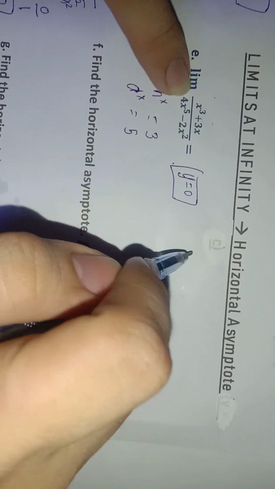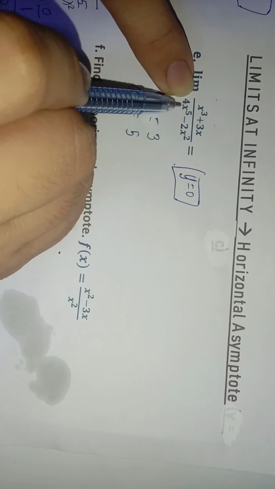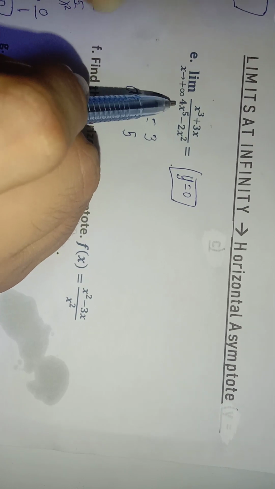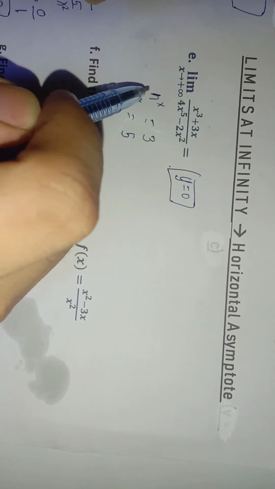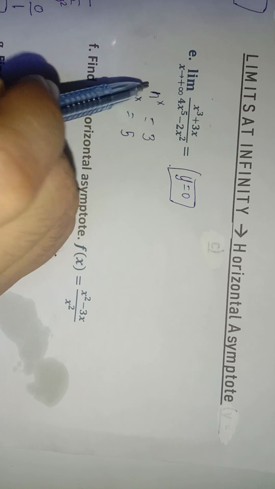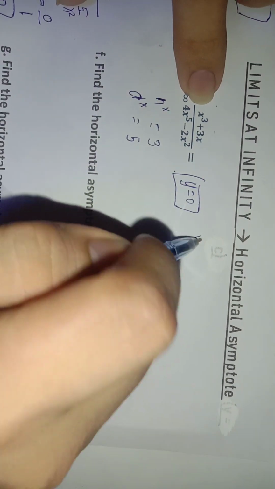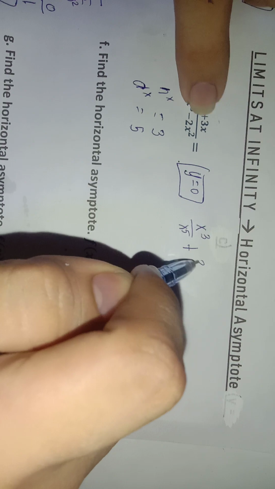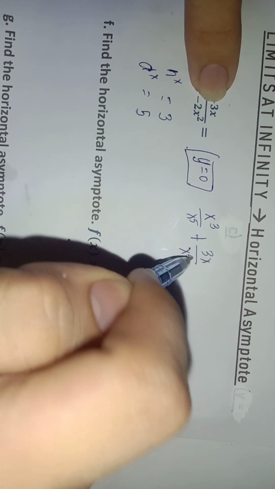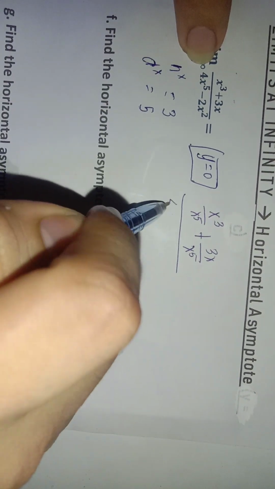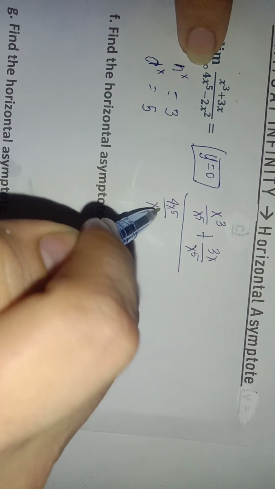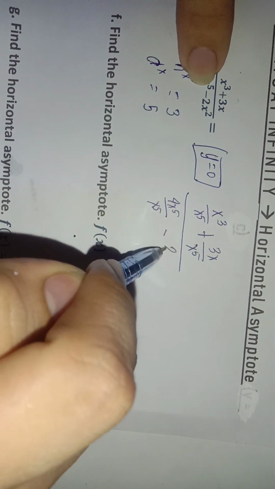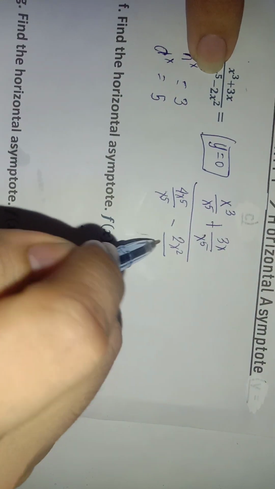Okay? So to get that one, we will divide all terms, yung terms ng function natin by a variable with highest exponent. Ano yun? That is x raised to 5. So lahat ng terms, divide by x raised to 5. Okay? Plus 3x divided by x raised to 5 over, so 4x raised to 5 divided by x raised to 5 minus 2x squared over x raised to 5.